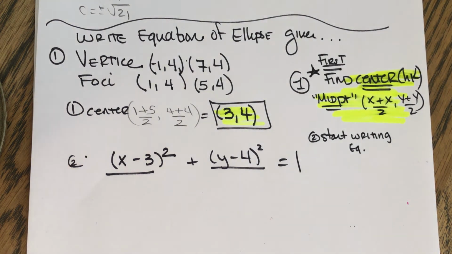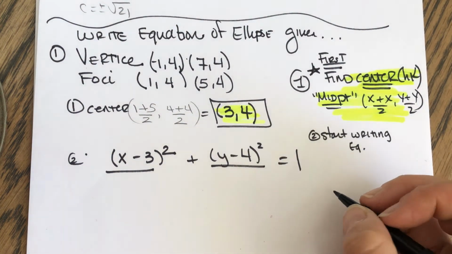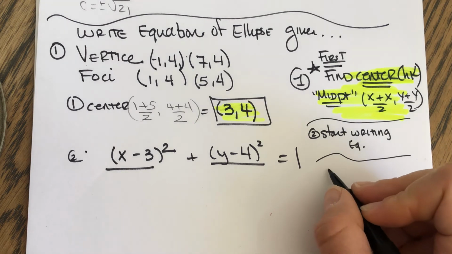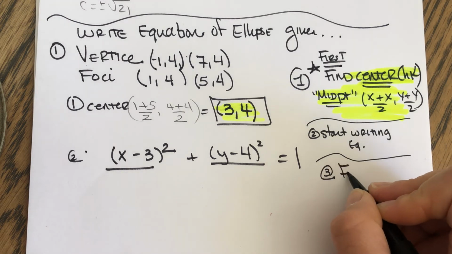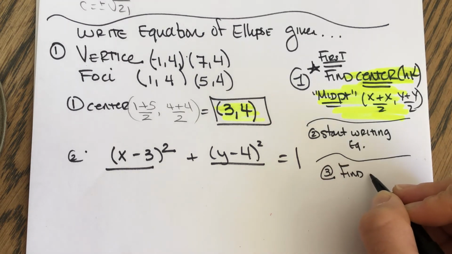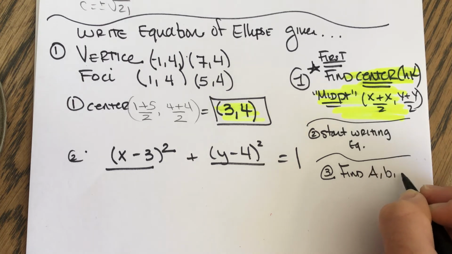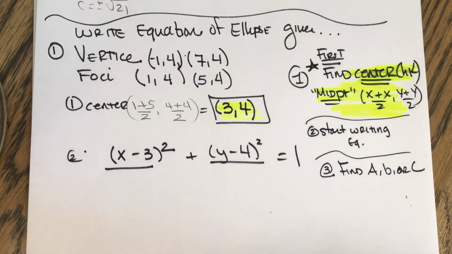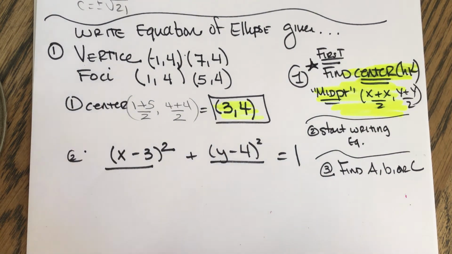We'll worry about that in a moment. But I just think you guys should do that. Okay, then step 3. Step 3 is we need to find A, B, or C values, depending on what we have in our equation and what we're going to do from there. So how do we do this?